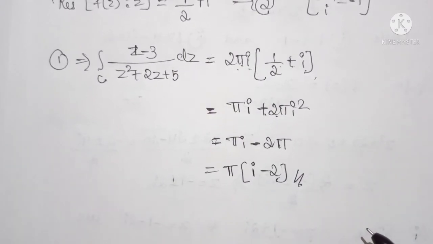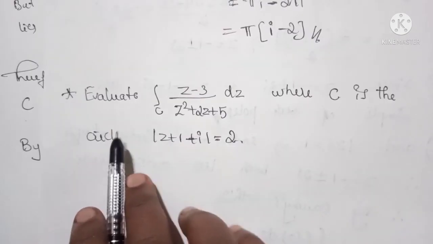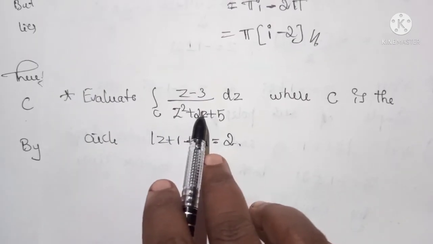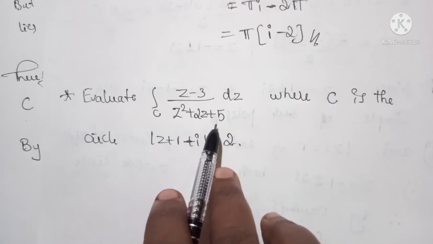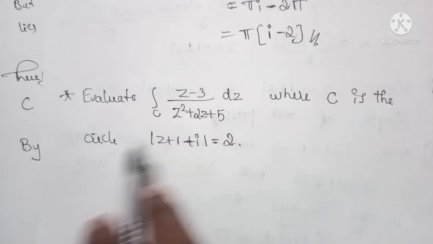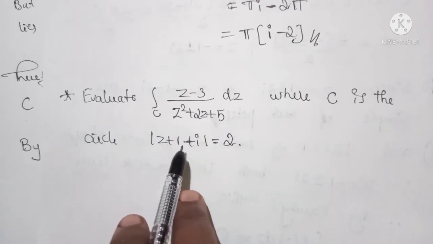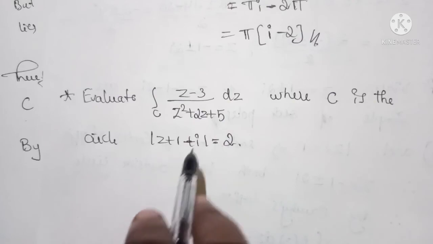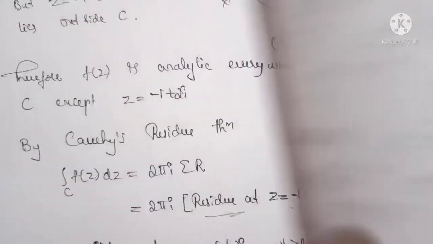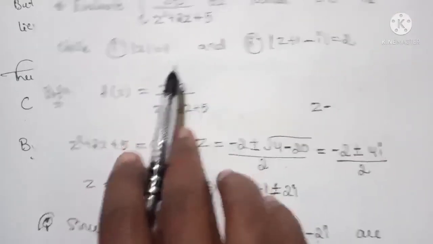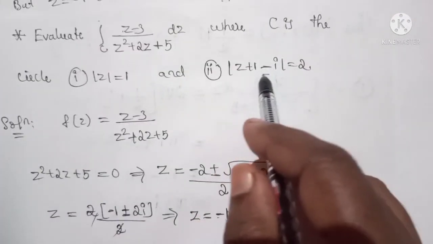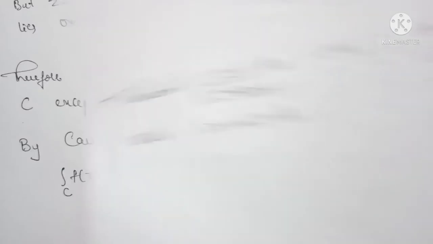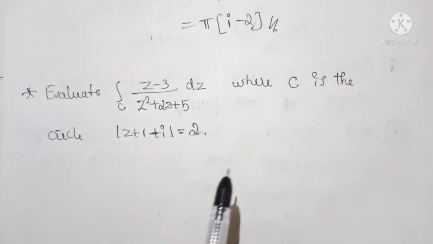Okay, next problem: evaluate the integral over c of z minus 3 divided by z square plus 2z plus 5 dz, where c is the circle mod z plus 1 plus i equals 2. This problem is similar to the last one, almost the same. The only difference is that here we have minus i, where before we had plus i.